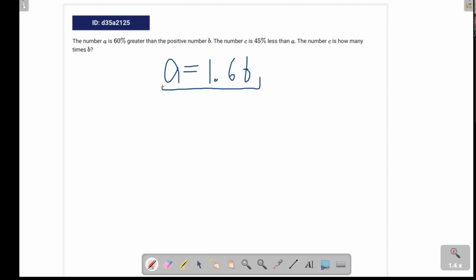The next part, let's move on to the other one. When they say the number C is 45% less than A, what this tells us is that if it's 45% less, that means C is 55% of A, because you're just subtracting 45 from 100. So C is then 0.55 of A.